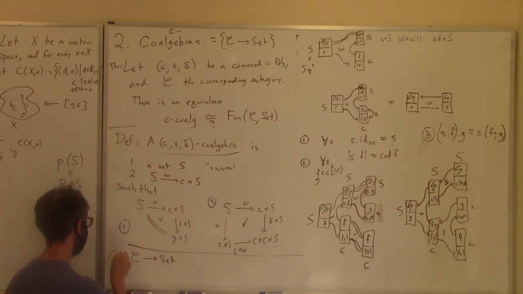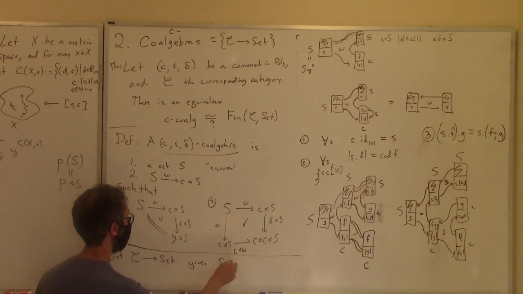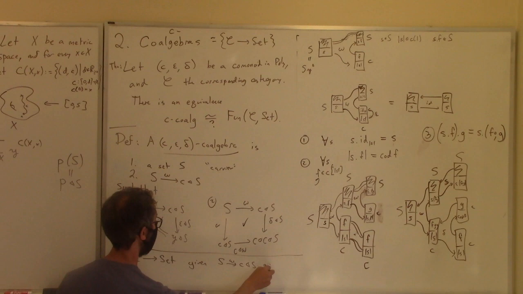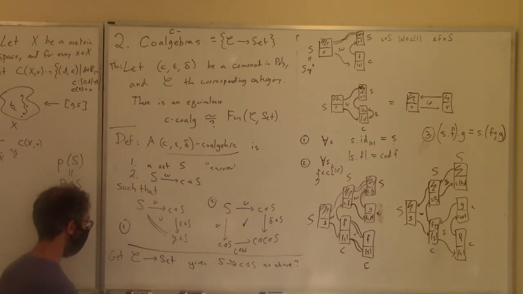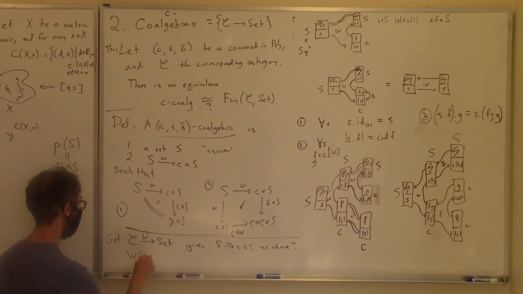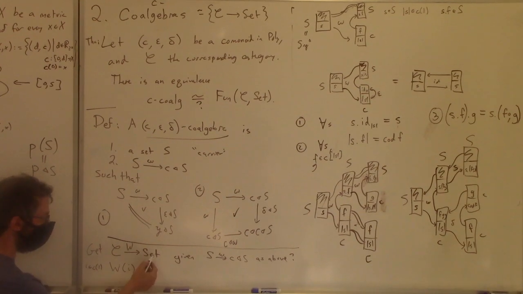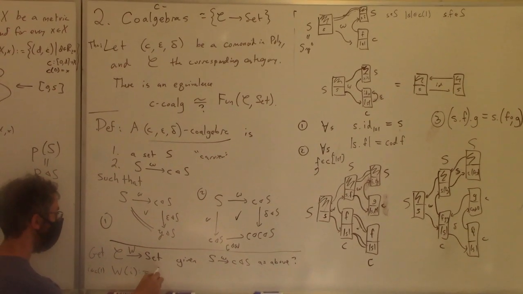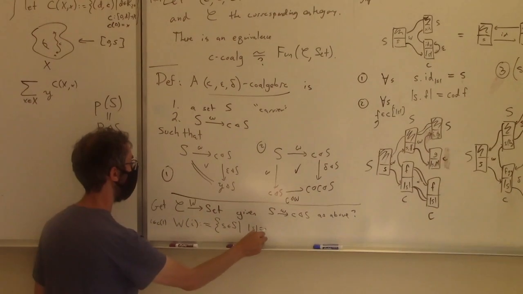Given S, how do I get it? Well, I'll call this thing W. W of some little I. If you have some object in C, what set do you send it to? Send it to the set of all S in S, such that the absolute value of S is I.